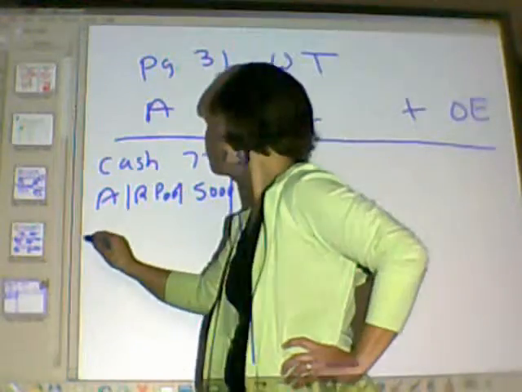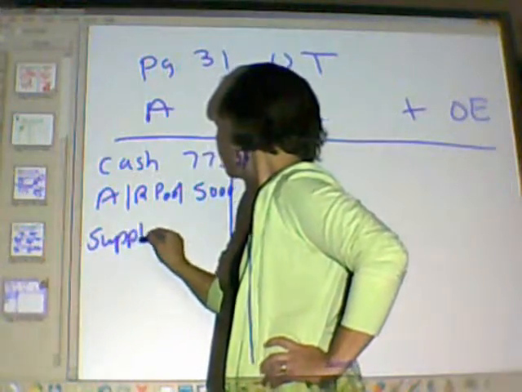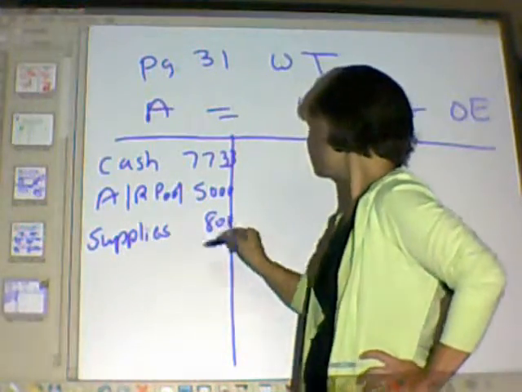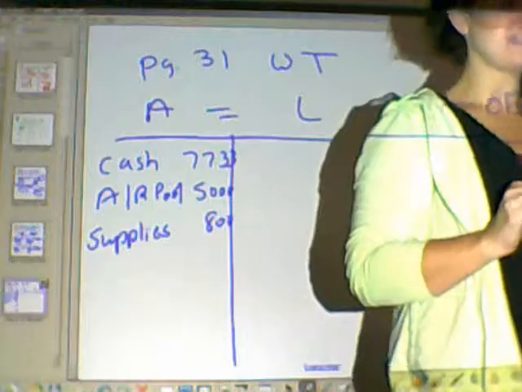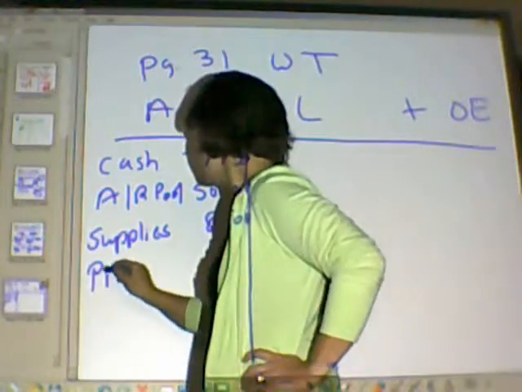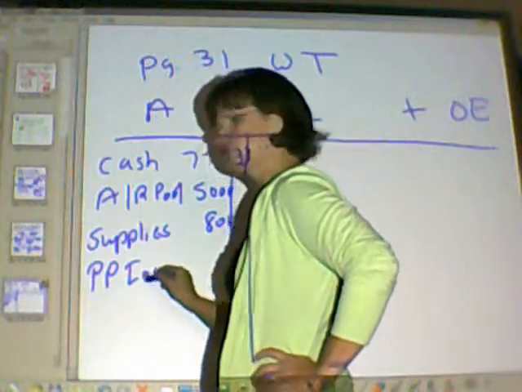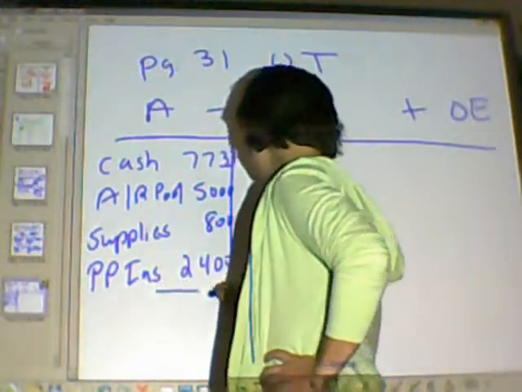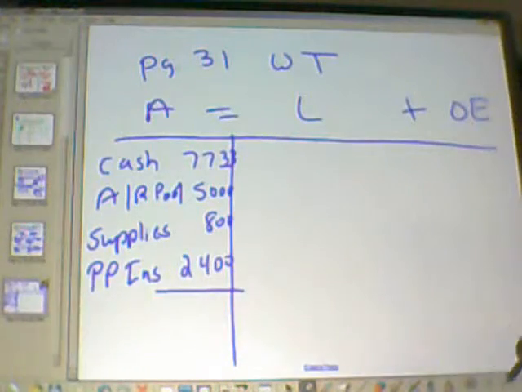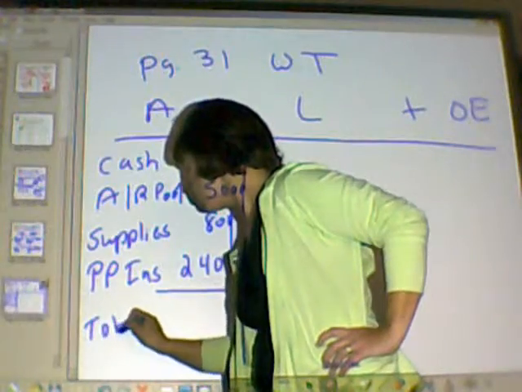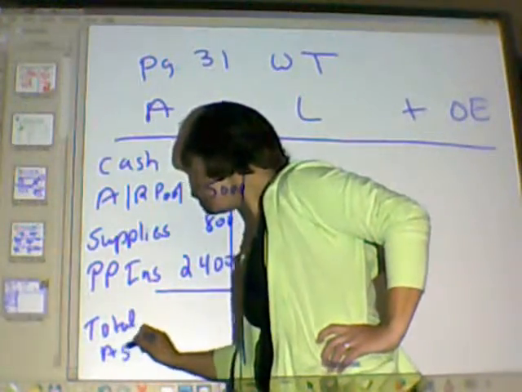Supplies. And how much is that supplies? Okay, what's the next asset they give us? PPNs, how much is that? How much? Okay, get your calculators out. Add up your assets. If you don't have a calculator, there's one ahead of us here. All right, total assets.